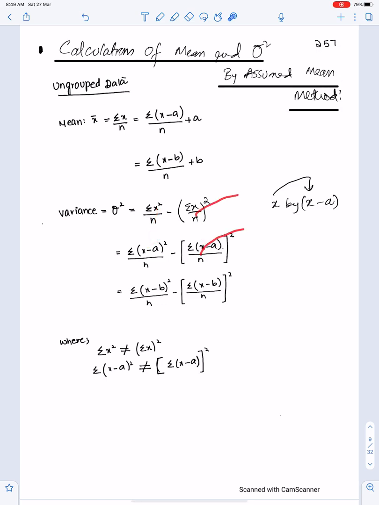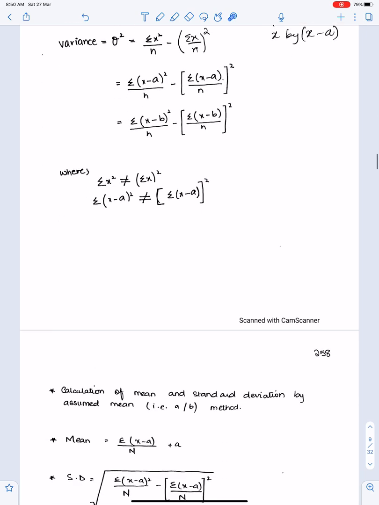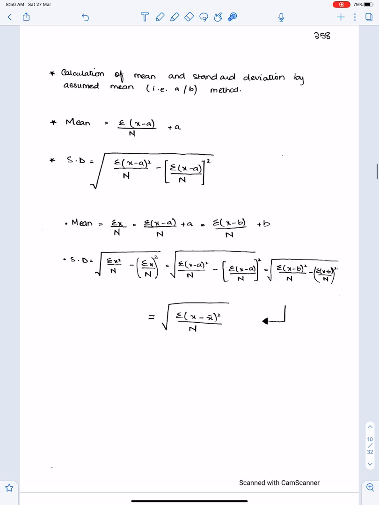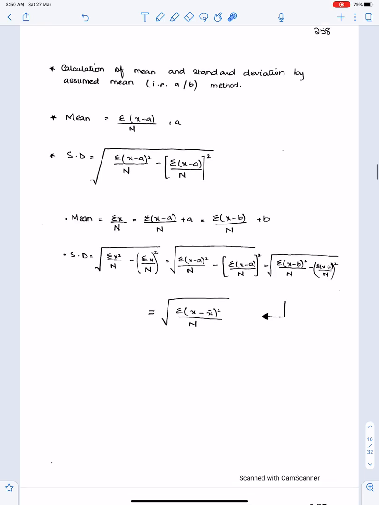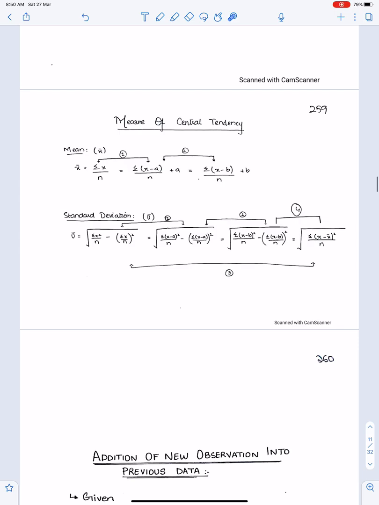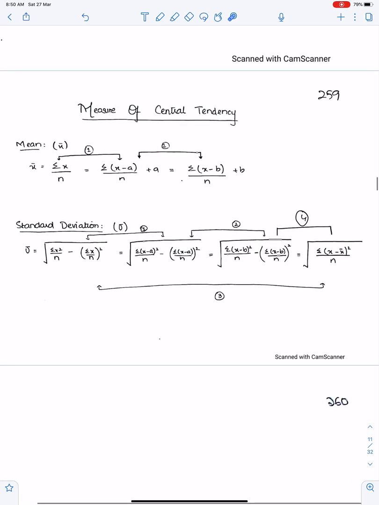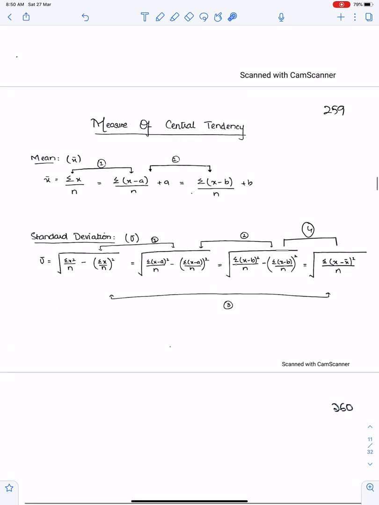So we have three formulas for variance, and I already have told you that sigma x square is never equal to sigma x whole square. Since this is not equal to this, therefore sigma x minus a whole square cannot be sigma x minus a whole square. Now this is very important. This is one of the most important concepts.